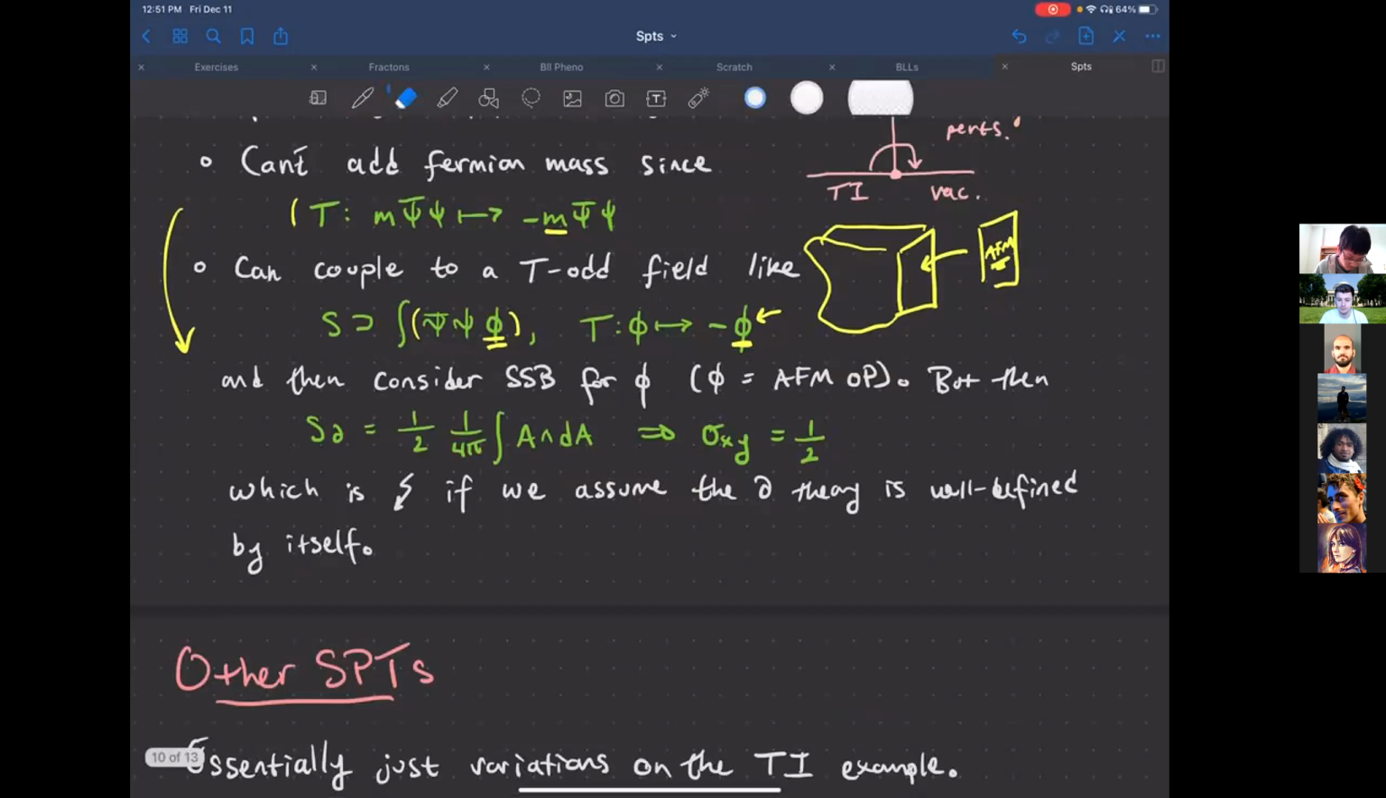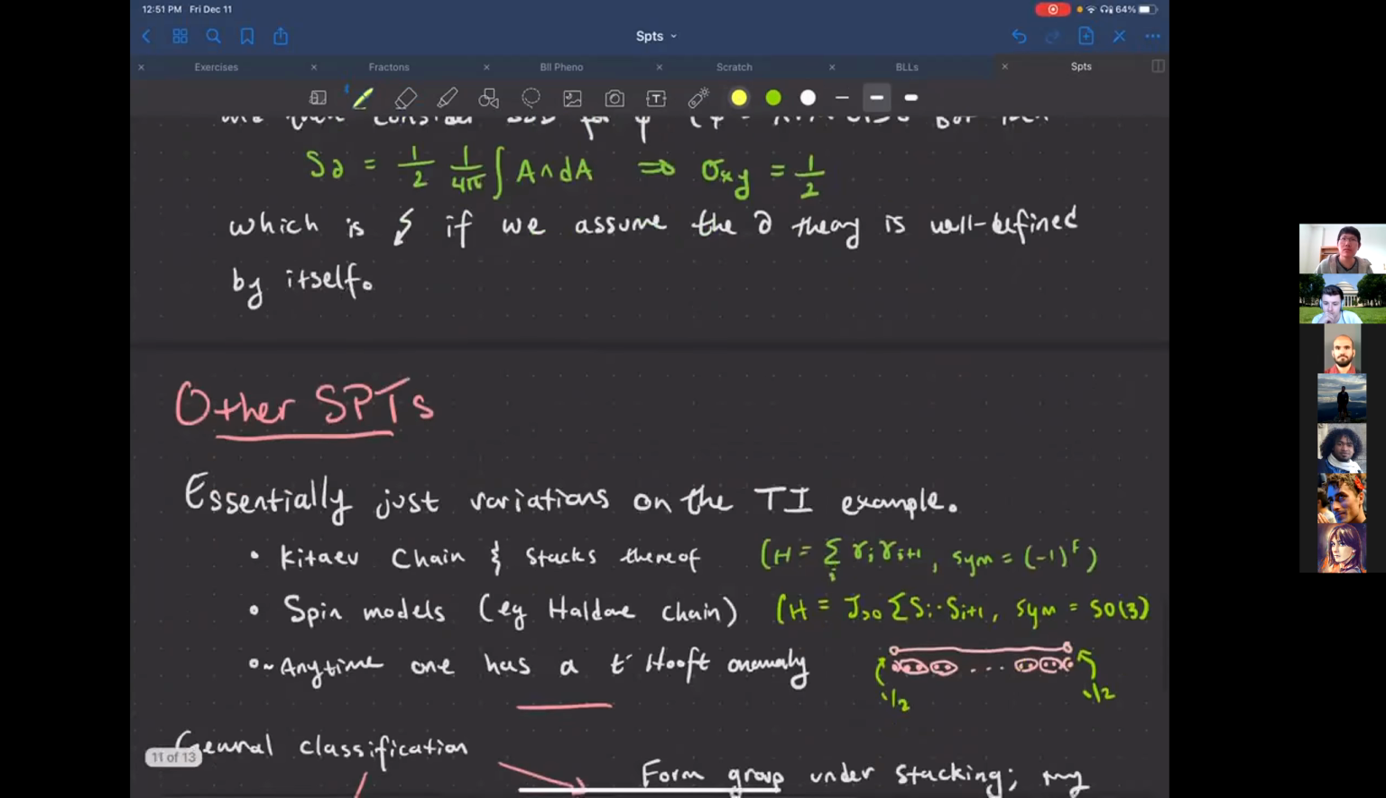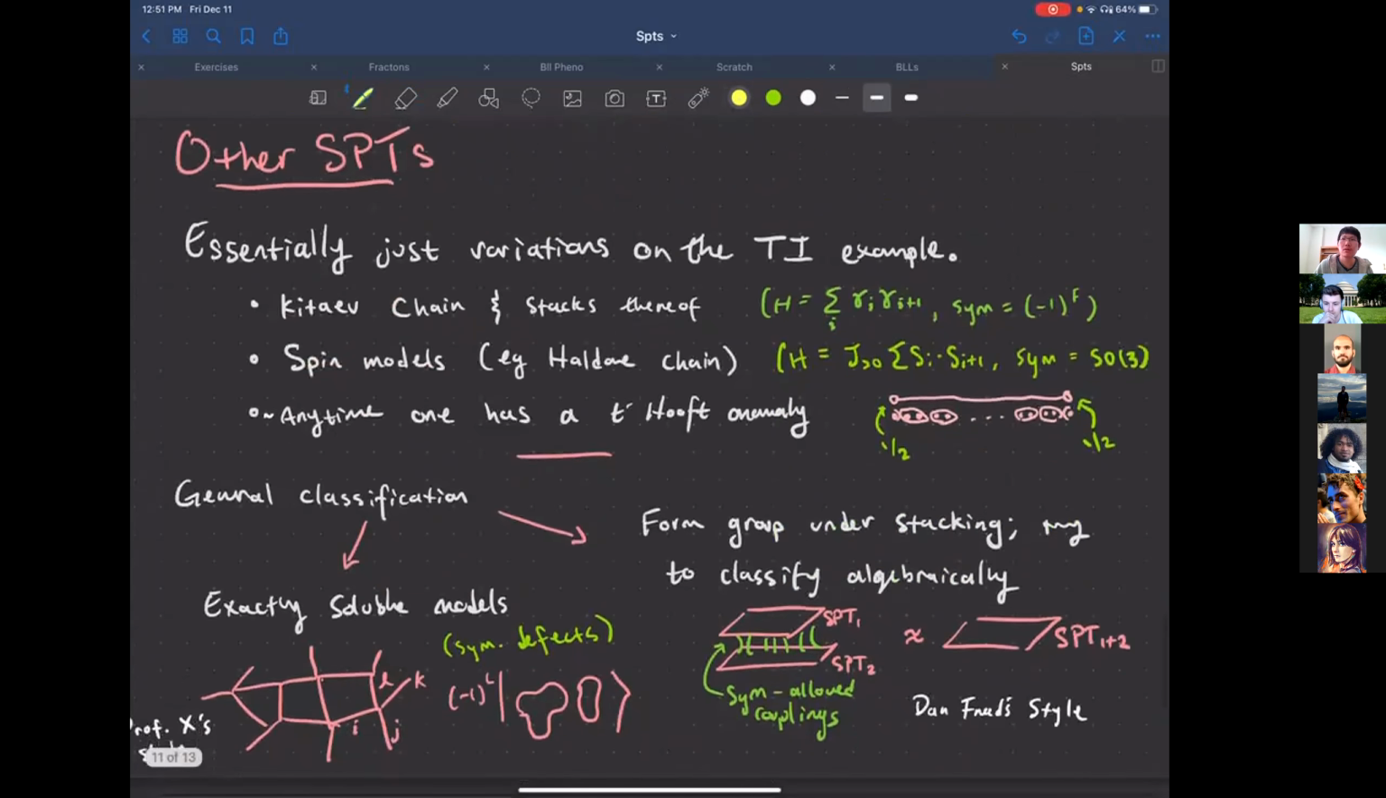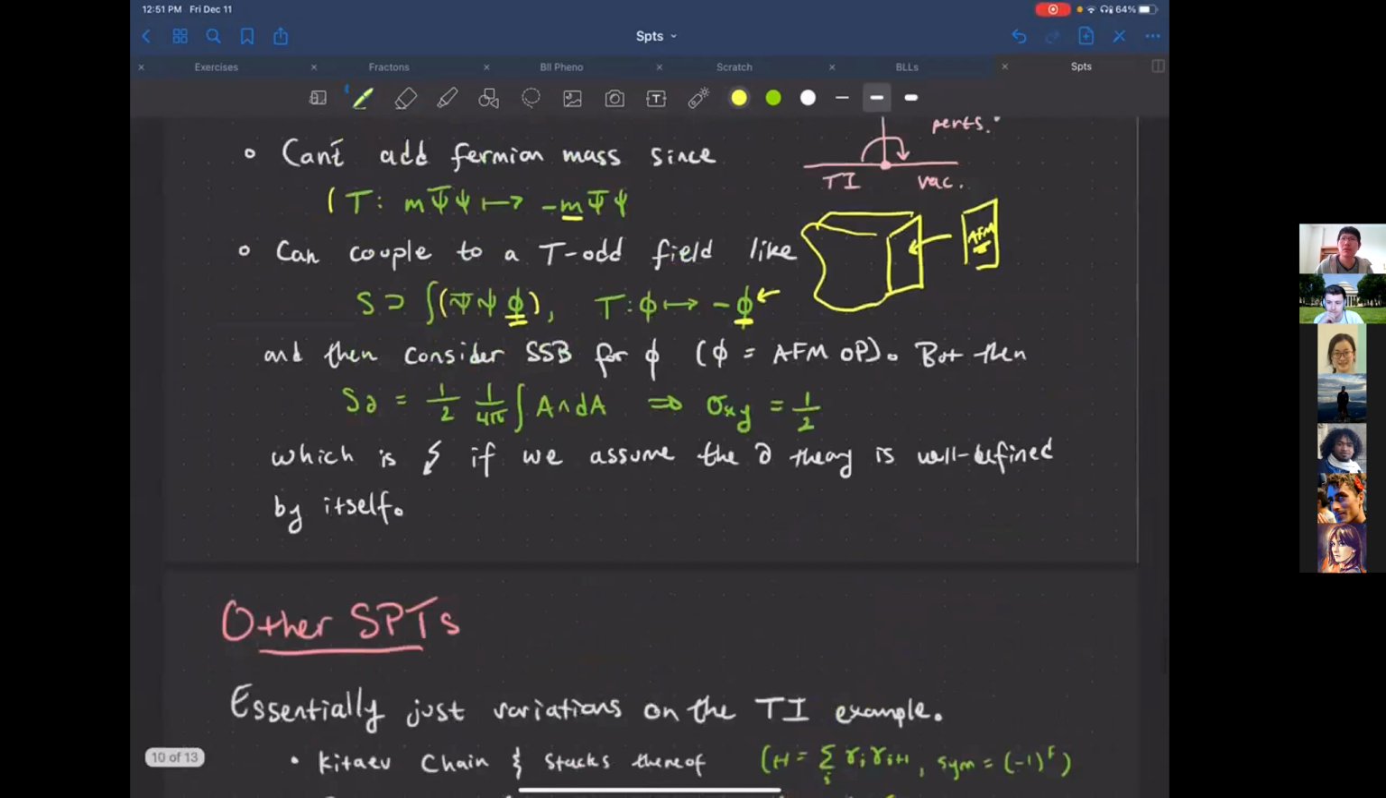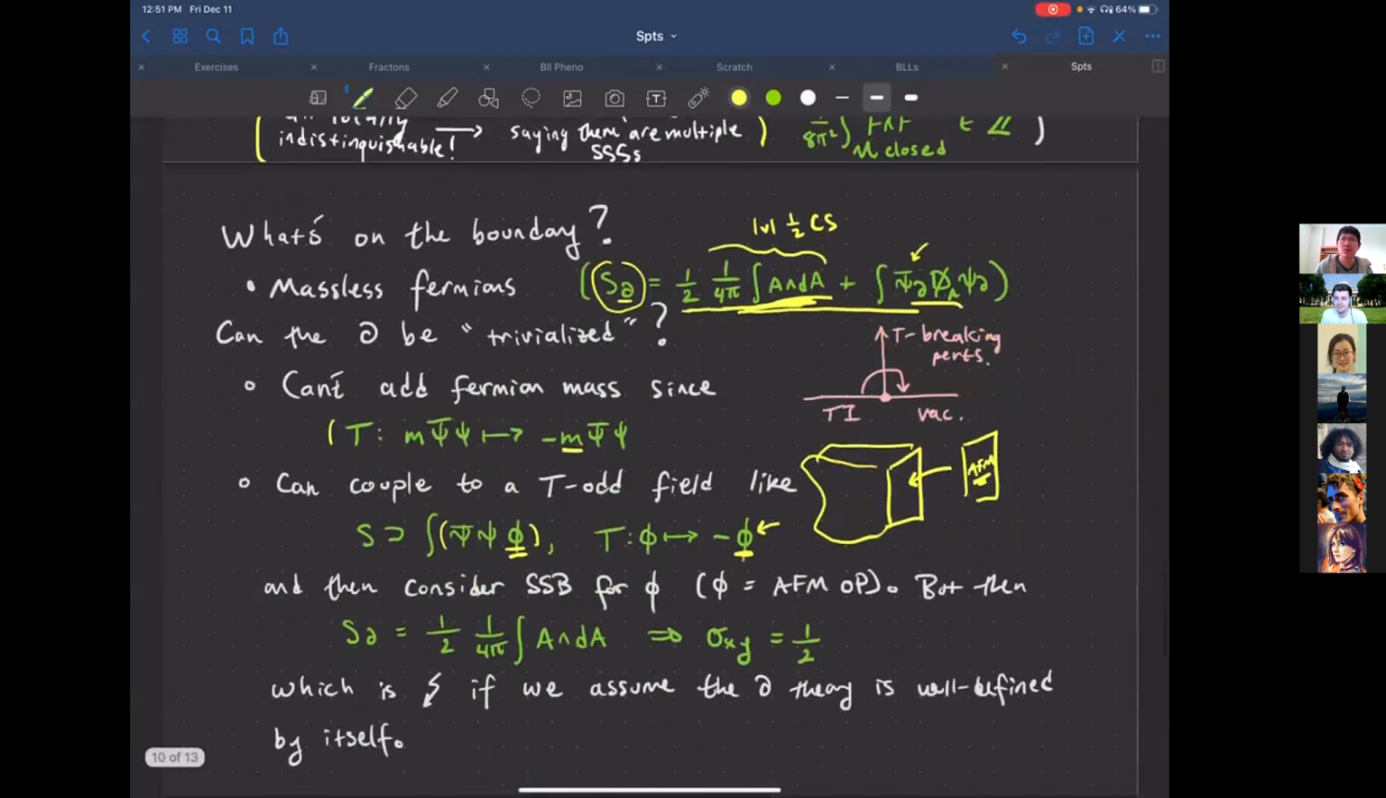Any questions about the topological insulator example? Well, if not... Oh, stop. Sorry, I have a naive question. Yeah. So, maybe I missed it.